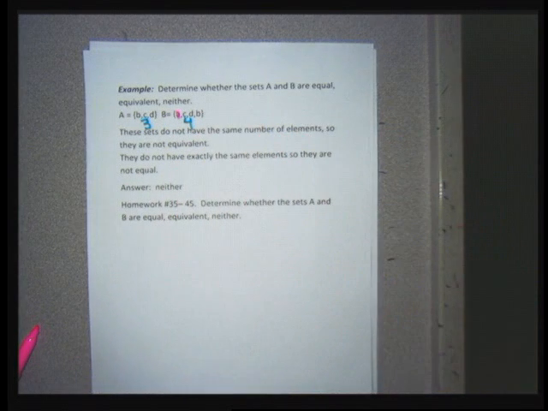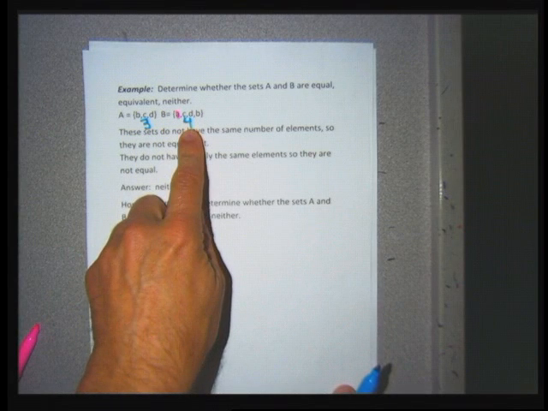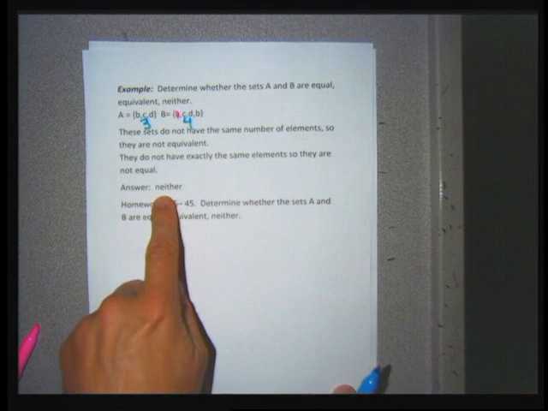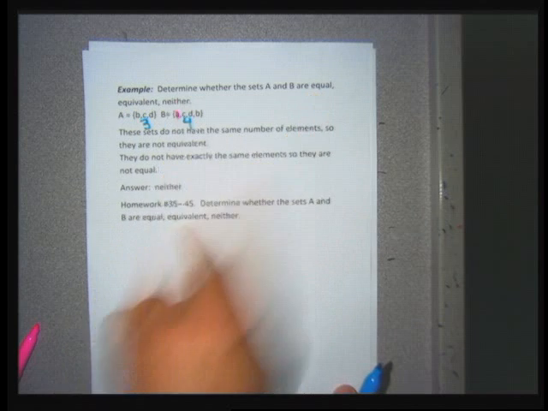So they're not equal because they don't have exactly the same elements. They're not equivalent because they don't have the same number of elements. So my answer here is these are neither, because my choices were determine whether the sets are equal, equivalent, or neither, and these are neither.